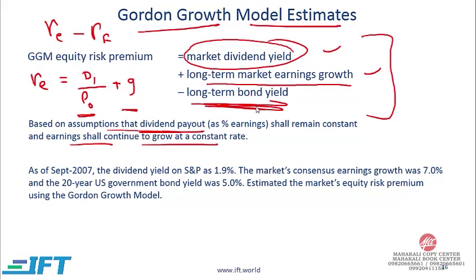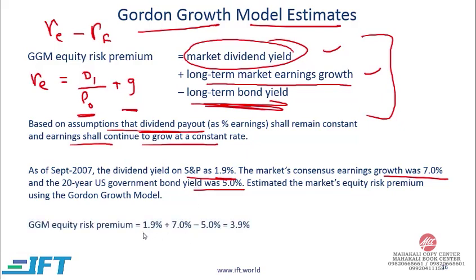Here is a simple example. If you have the dividend yield on the S&P given, this is your overall market, the earnings growth rate is 7% and the US government bond yield is 5%. What is the equity risk premium based on these numbers? It is straightforward, 1.9 plus 7 minus 5, which is 3.9%.